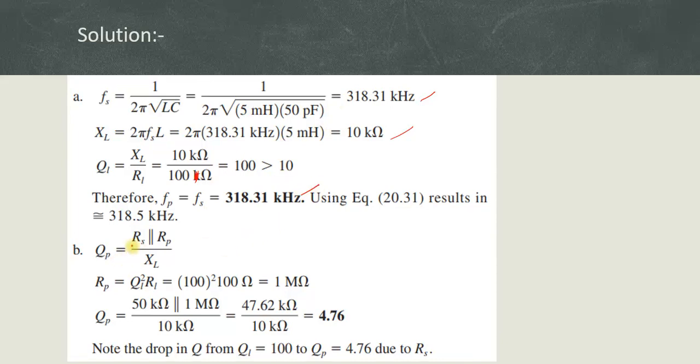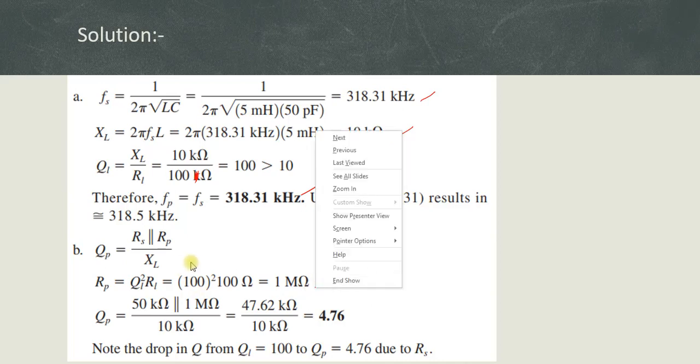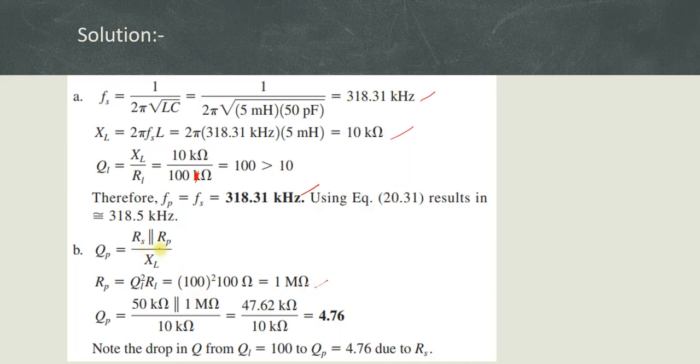And Qp equal to, we know that Rs in parallel with Rp divided by XL. Here Rs is not equal to infinite, it has some definite value, so that assumption, those simplifications we do not make. Okay, so that Rp equal to QL square into RL. QL is equal to 100 and RL equal to 100 ohm, therefore Rp equal to 1 mega ohm and Qp equal to Rs in parallel with Rp, so that 50 kilo ohm in parallel with 1 mega ohm divided by XL equal to 10 kilo ohm. If you simplify these values, Qp is around 4.76.